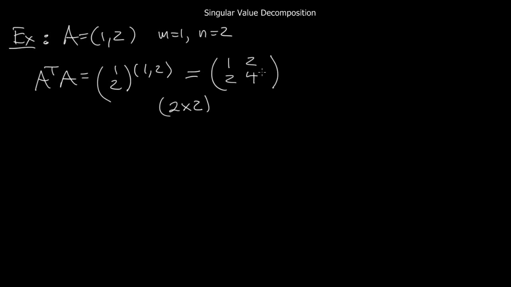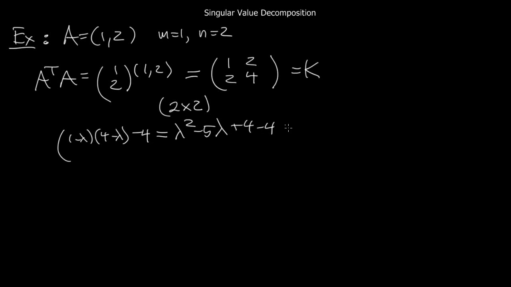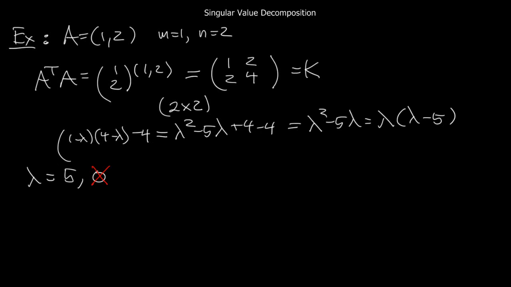And what are its eigenvalues? This is the matrix K. Its eigenvalues are the solutions to this equation, which is to say lambda squared minus 5 lambda is equal to 0. So the eigenvalues are 0 and 5. Okay, so when lambda is equal to 0, it doesn't count. So the only singular value is the square root of 5. There's one singular value, square root of 5.